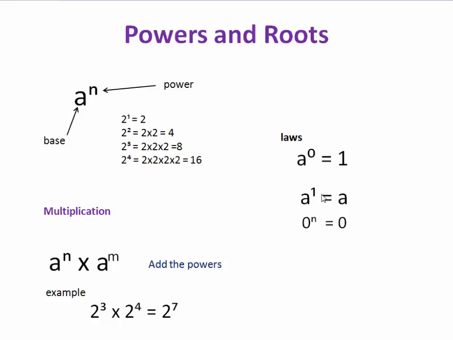Anything to the power 1 is itself. So in this case we have the base 2 to the power 1 is itself, which is 2. 0 to any power or any exponent is 0.